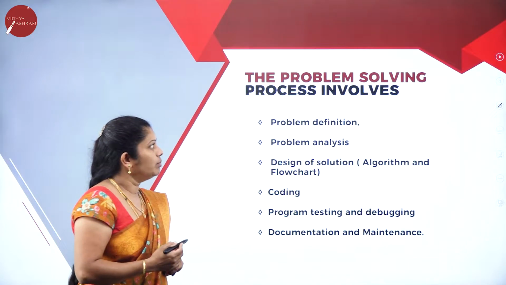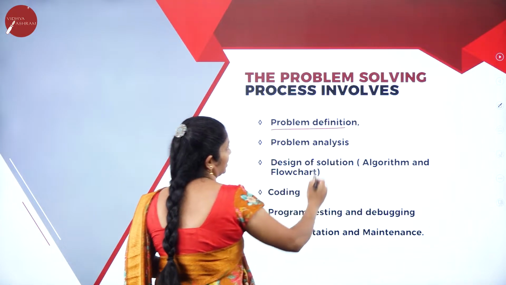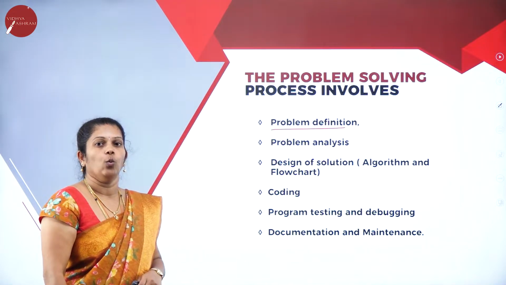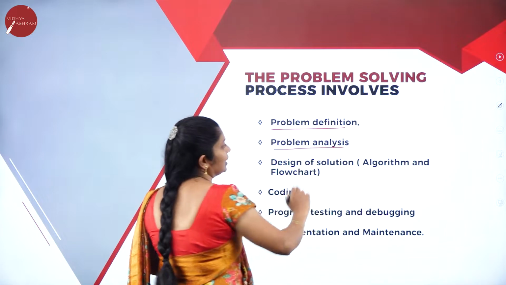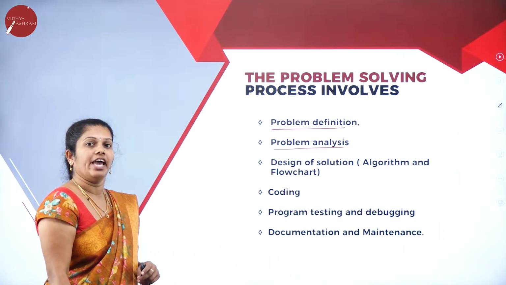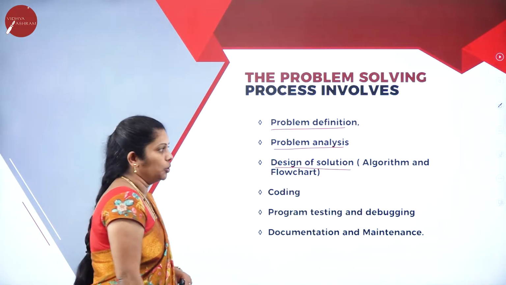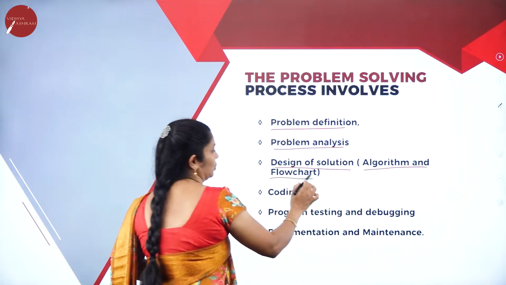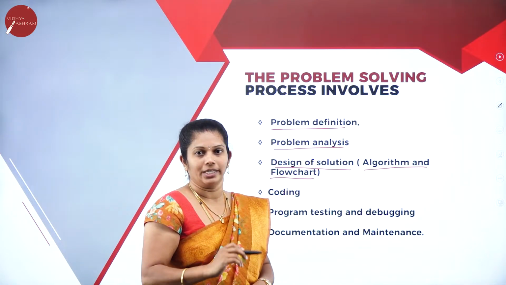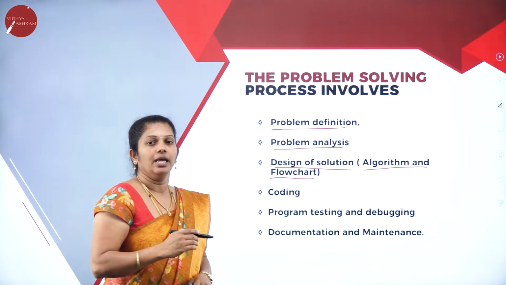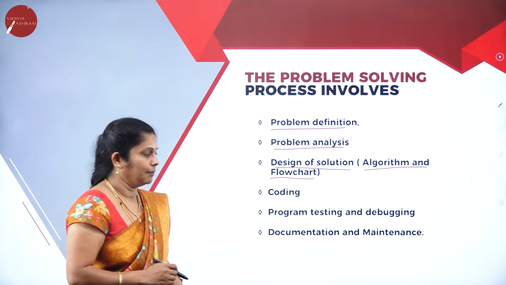The problem solving process involves several stages, like problem definition. It means that in the first step, we have to identify what the problem is. Then problem analysis: analyze the problem, the requirements, everything you have to analyze here. Then design of solution by using algorithm as well as flowchart. An algorithm is nothing but a step-by-step procedure to solve the given problem, whereas a flowchart is a pictorial representation, or I can say a graphical representation of an algorithm.